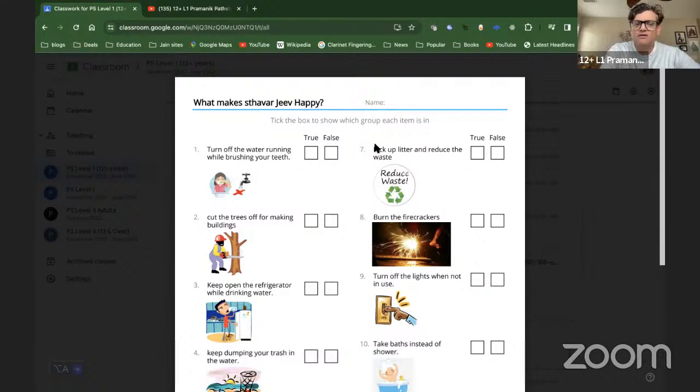So the definition of Sthavar Jeev is these are the Jeevs that cannot move on their own conviction. They can obviously move if somebody makes them move, but they cannot move on their own. Such Jeevs are called Sthavar. Sthai means those who are stationary. They cannot move, है ना? So such Jeevs are called Sthavar Jeevs.